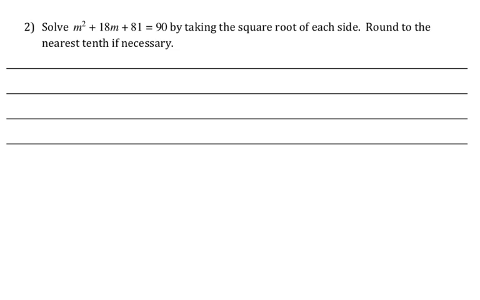Solve m squared plus 18m plus 81 equals 90 by taking the square root of each side. Okay, I want you to try this on your own and then come back to the video. The assumption is going to be that this factors nicely if they're giving us these instructions. So a few more seconds and I'll put the results up.